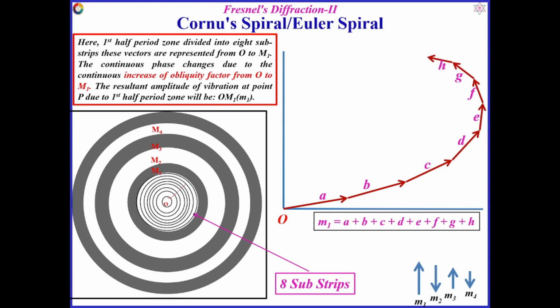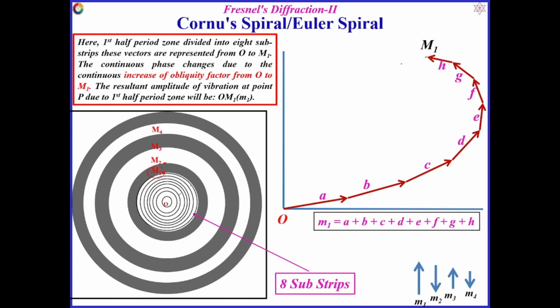So due to these 8 strips, as we discussed in our previous slide, we can get the variation of amplitudes on the screen at a particular point. So these 8 vibrations or amplitudes are represented in your xy plane. So M1 is nothing but the end of the first half period zone, or the 8th strip. Due to the 8th strip, this point belongs to M1, remember it. And M2 is this point at the edge.